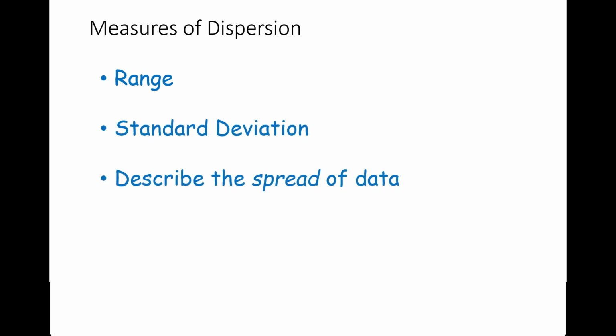This lesson is titled Measures of Dispersion. Measures of dispersion, such as the range and standard deviation, are numerical values that describe the spread of data.